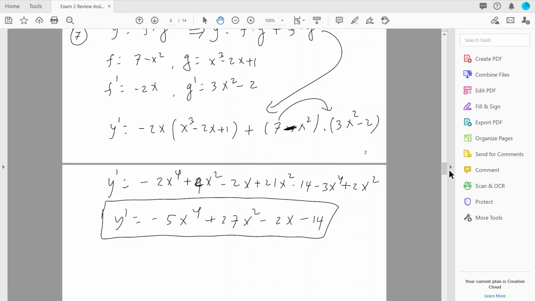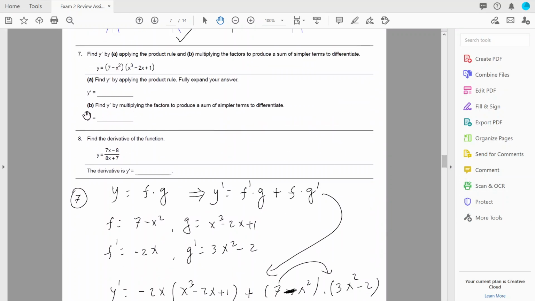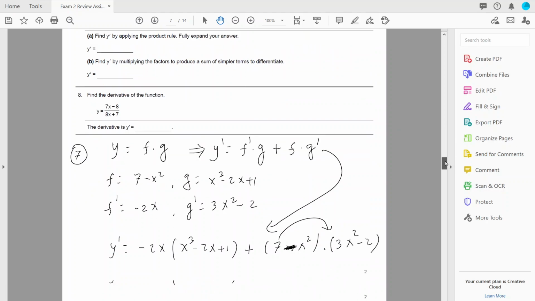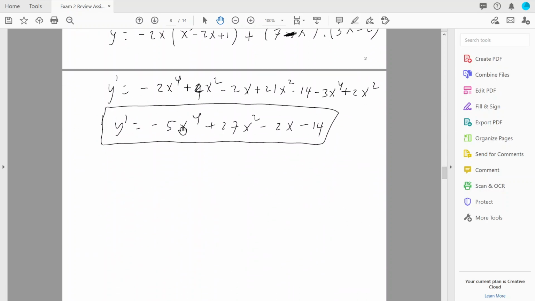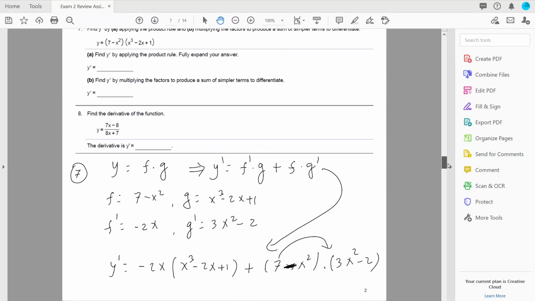Now for this same problem, you also have to find the derivative by multiplying this out first, without using the product rule. I'm going to leave this for you. Just distribute this 7 and x squared and just use the general power rule. Finally, you are going to get the same derivative. So this is for you to do, the second part.